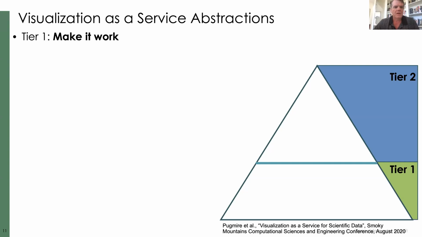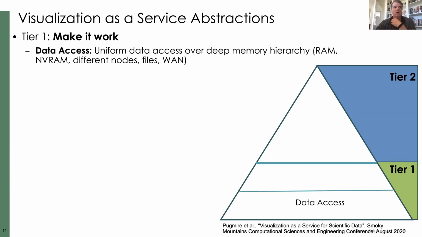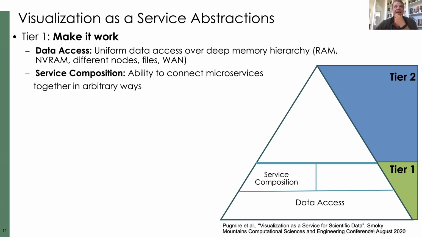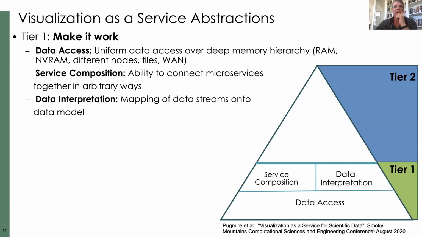And so the first here are the basics, what you have to do to just get it to work. The first one is data access. In these new environments, data could come from anywhere. It could come from disk, deep within the memory hierarchy, over the wide area network, from different nodes in the system. And so there needs to be a way to get a hold of the data. And then service composition: how do you connect these microservices? How do these microservices understand what data they're being given and know how to operate on it? And then data interpretation is, how do you map the underlying data stream onto a data model that a visualization application can actually understand and use?